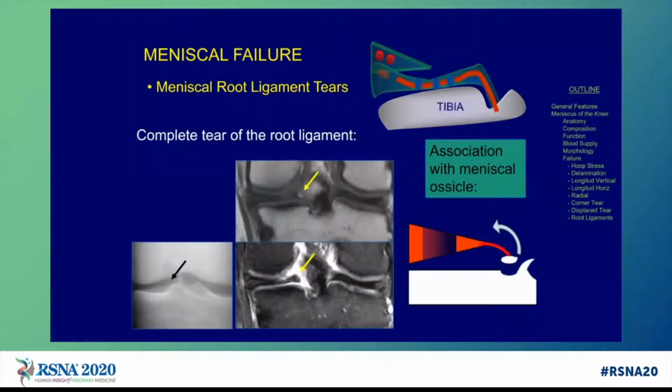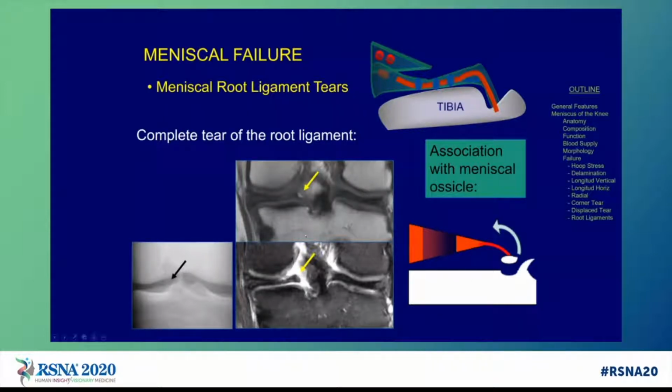There's another finding that has been associated with problems of the posterior root ligament of the medial meniscus: meniscal ossicle. Now, some people regard ossicles as normal variants, particularly in the posterior horn of the medial meniscus. They are described in large cats like lions and tigers, so they may be normal variants.